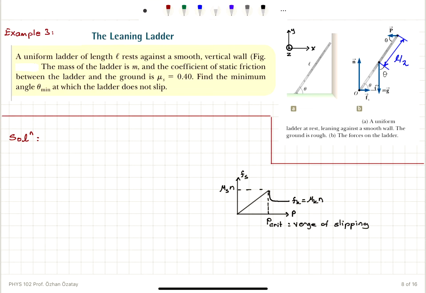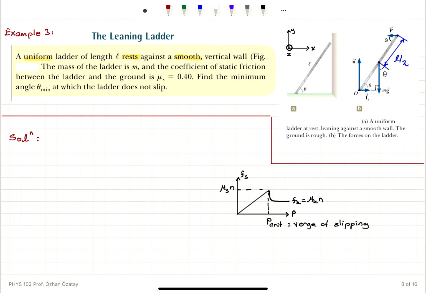The leaning ladder. A uniform ladder of length L rests against a smooth vertical wall. So we have a uniform mass distribution, uniform ladder, so the center of gravity should be in the middle. It rests, so it is at rest. We have static equilibrium, a smooth wall.